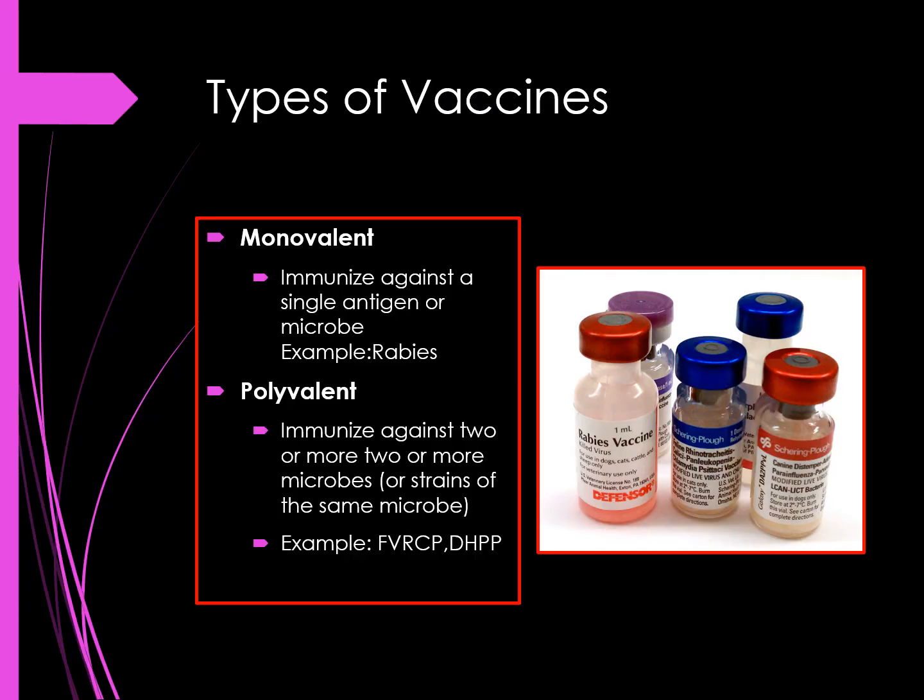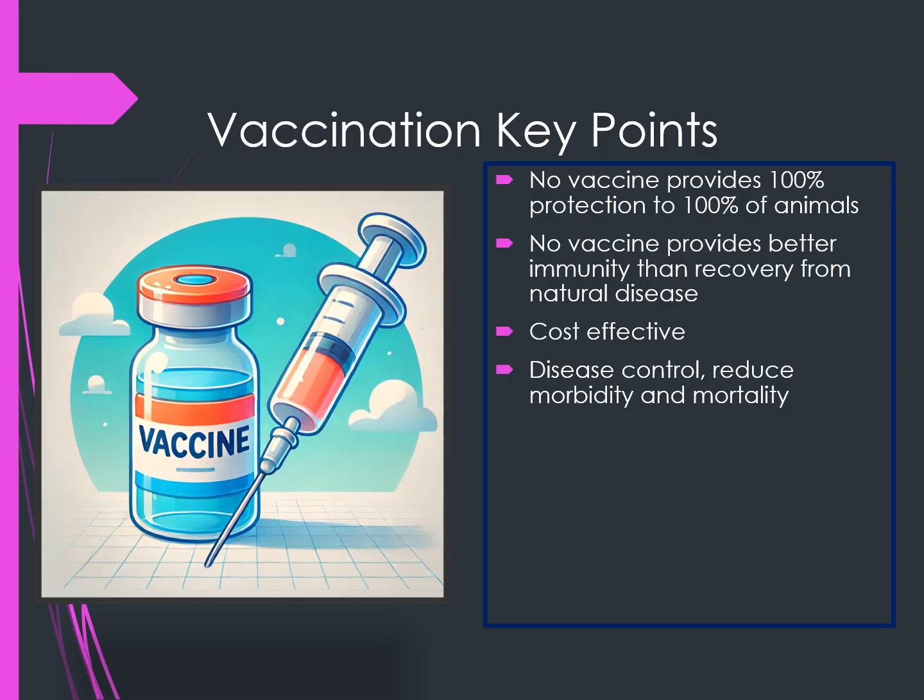Vaccines can be monovalent or polyvalent. The monovalent vaccines immunize against a single antigen or microbe. An example of a monovalent vaccine would be rabies. And then our polyvalent vaccines immunize against two or more microbes or strains of the same microbe. An example of a polyvalent vaccine would be our combination vaccines for the cat and dog, the FVRCP and the DHPP. So, just a couple things to remember.